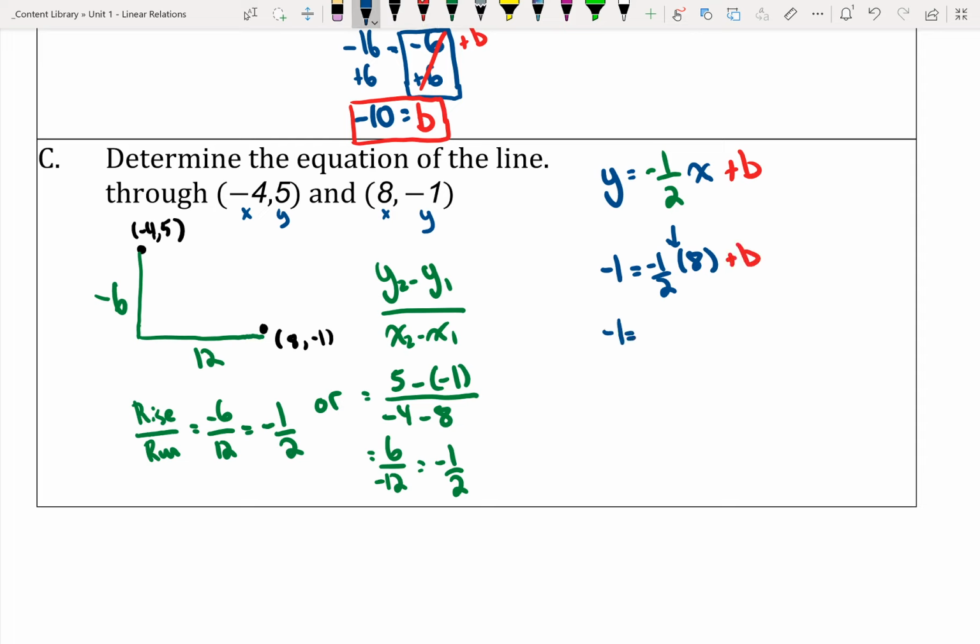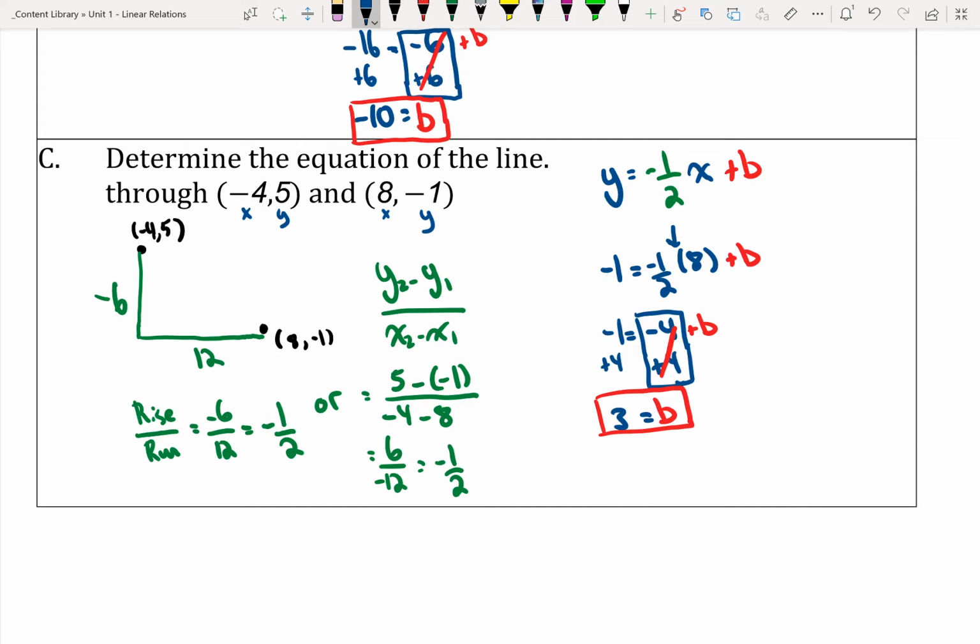I can simplify the one part. Negative 1/2 times 8 is negative 4 plus b. Or sorry, if I want to get the b value by itself, I'm going to put a box around the negative 4. To cancel it out, I need to add 4. I need to add 4 to both sides to balance it. Like I said, one side cancels out. Negative 1 plus 4 is 3 equals b. Because b is all that's left on the one side.